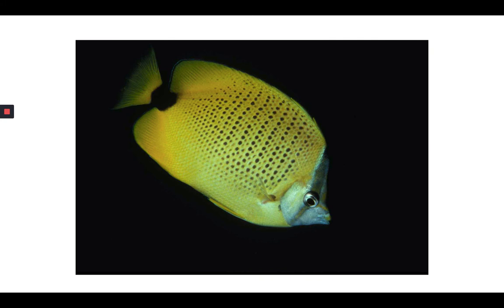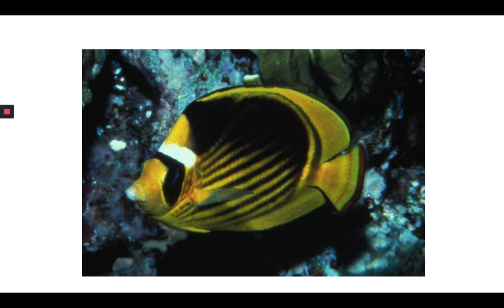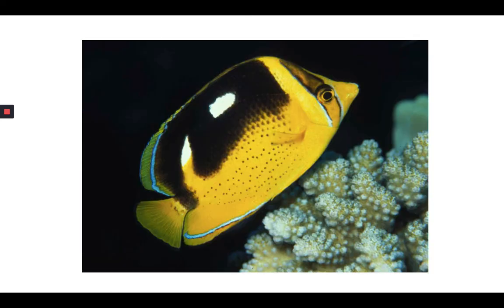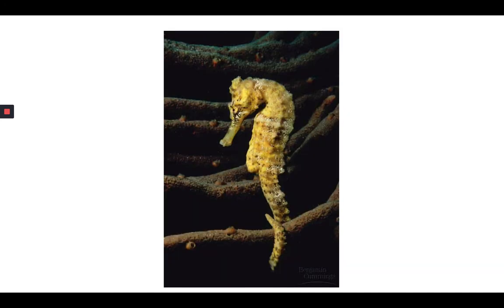Here's a fish with a false eye spot. Hard to tell which is the head and the tail again here. This one has two big spots. It kind of looks like two big eyes, so it might look like a bigger fish than it really is. And a seahorse can blend in with its surroundings.